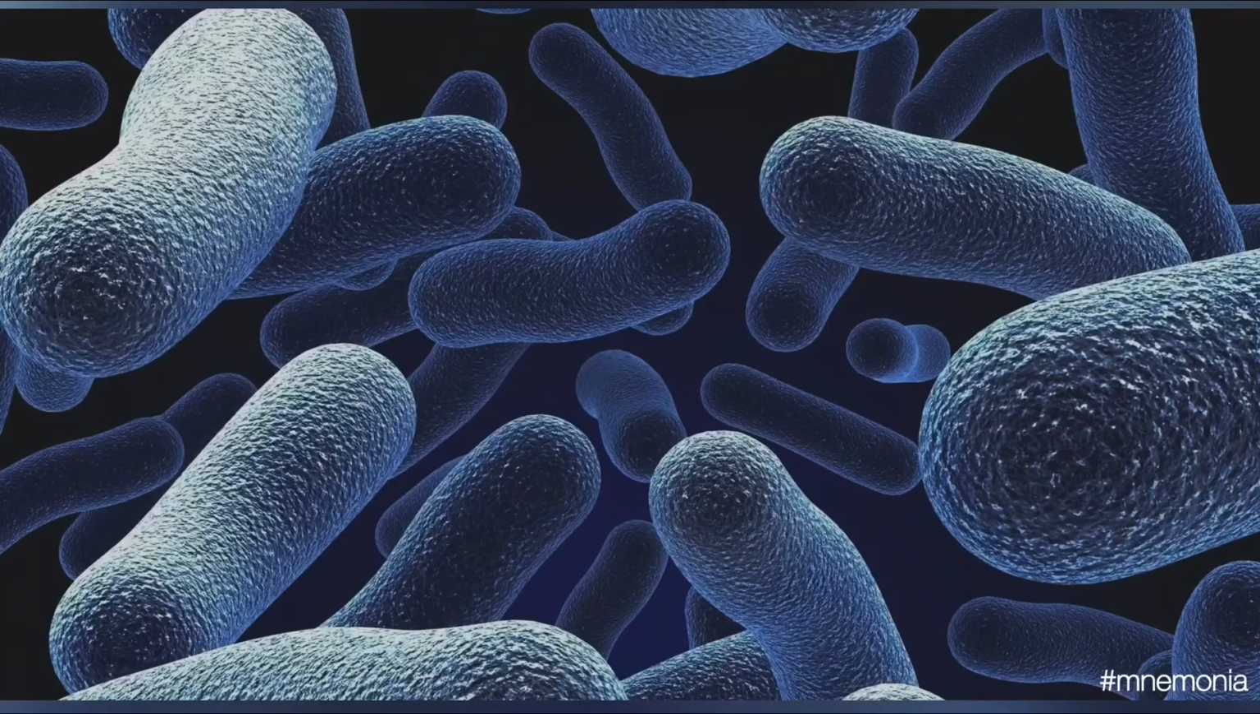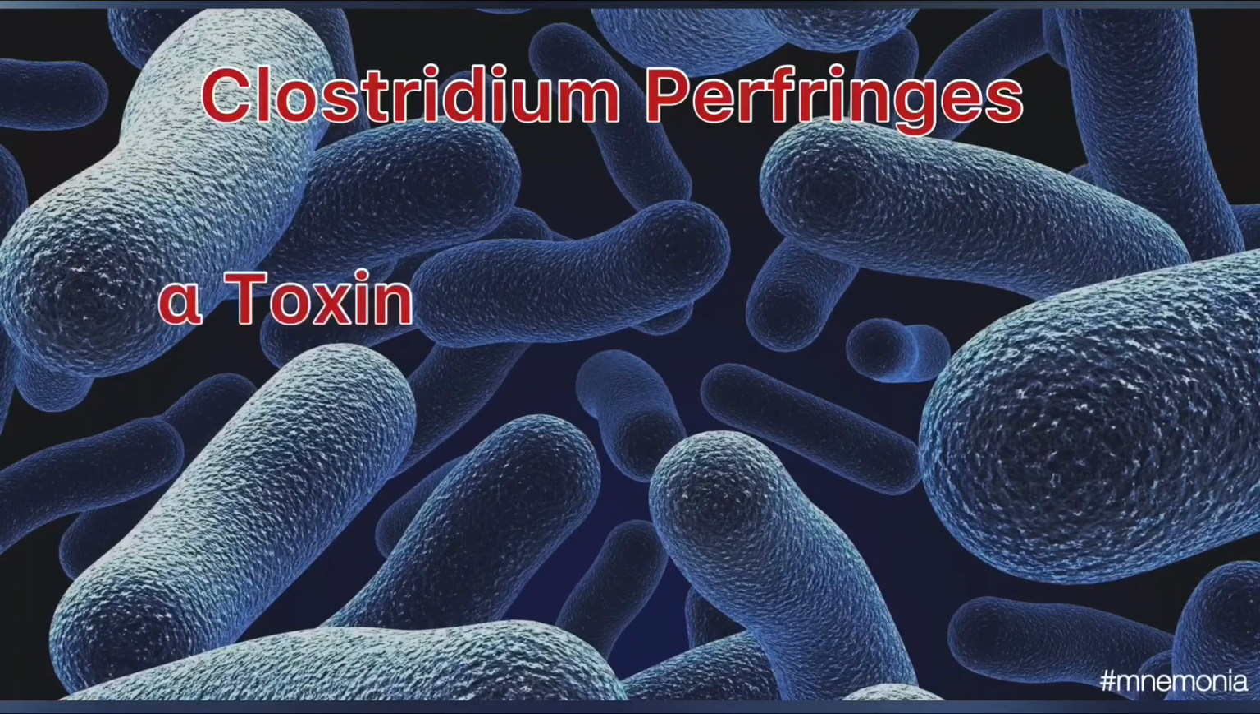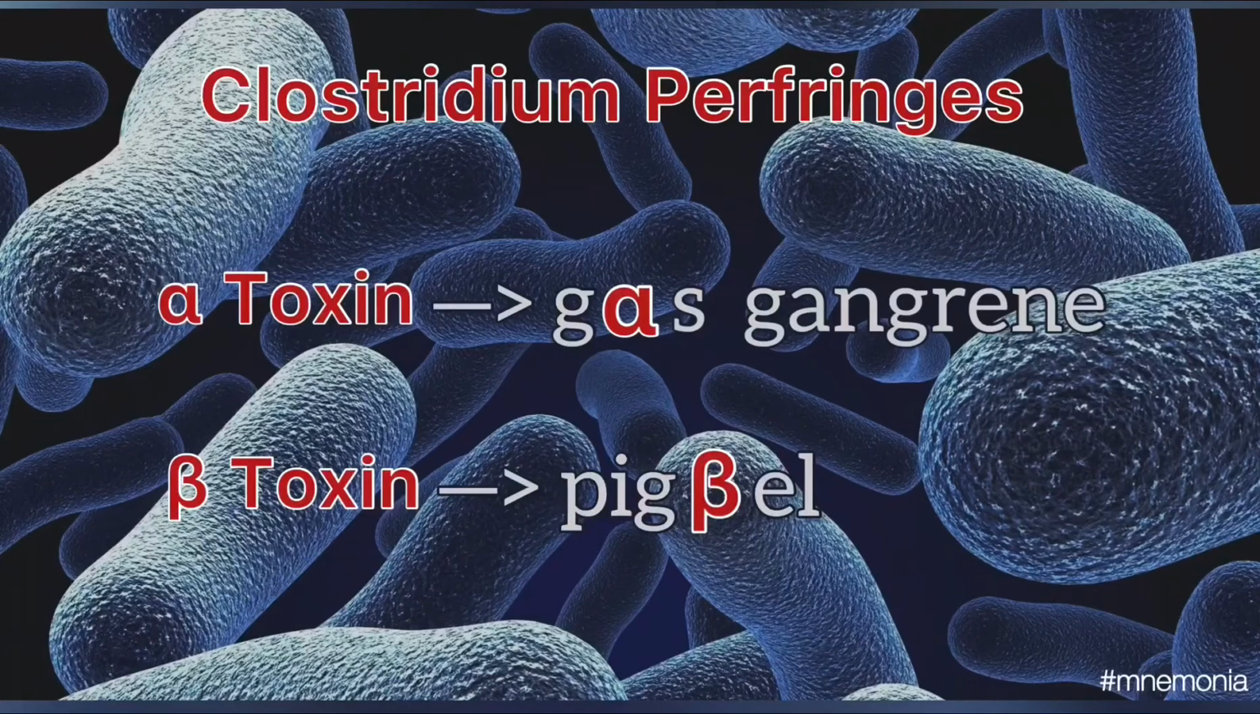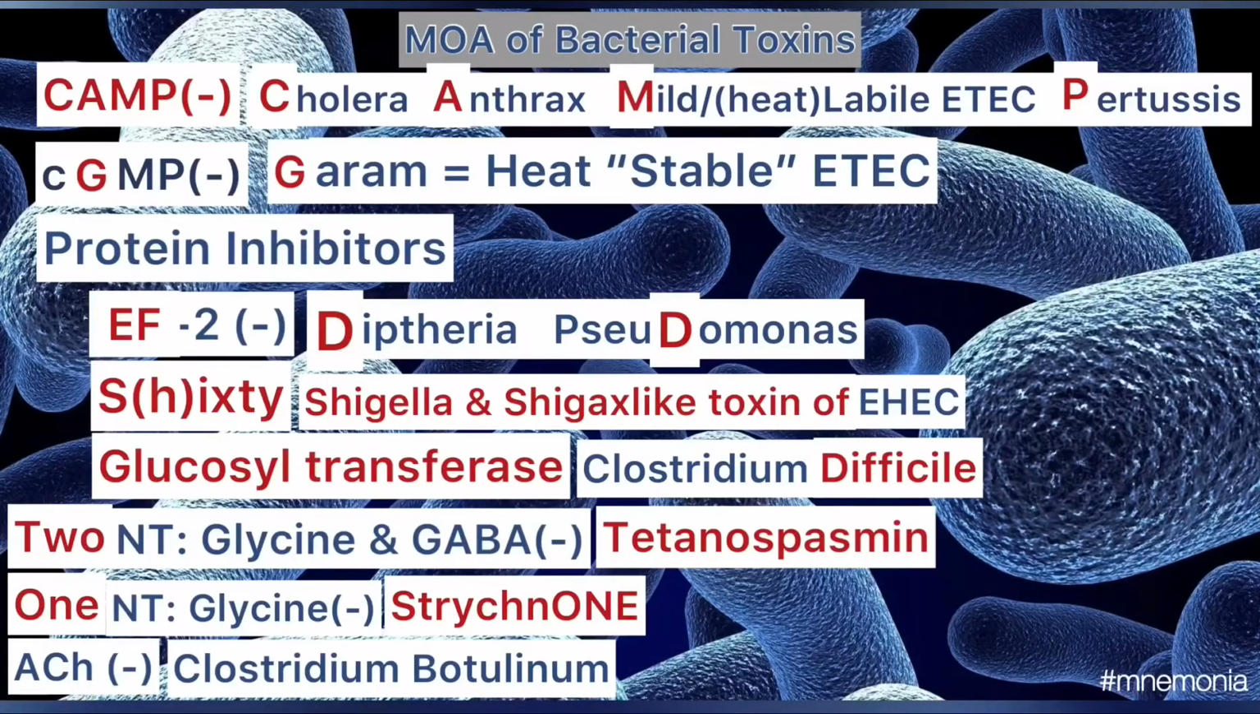For completion's sake, Clostridium perfringens, the alpha toxin of which acts by dermonecrotic and hemolytic activity, it also has lecithinase activity, and alpha toxin is the one responsible for gas gangrene. Another toxin, beta toxin of Clostridium perfringens, has dermonecrotic and lethal properties, and this is the one that causes pigbel. Here is a summary flashcard of all the bacterial toxins along with their mechanism of action.